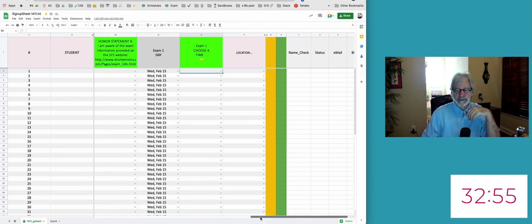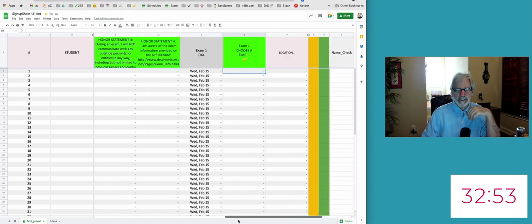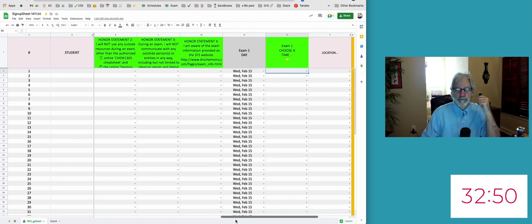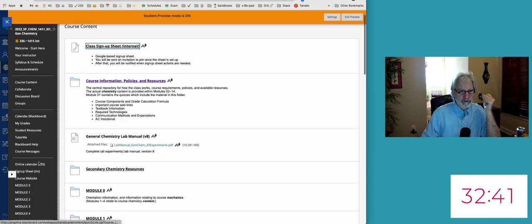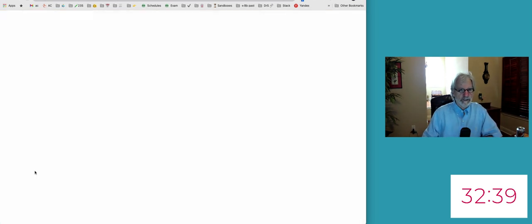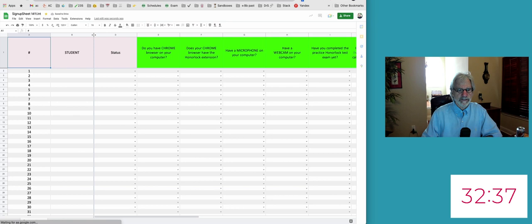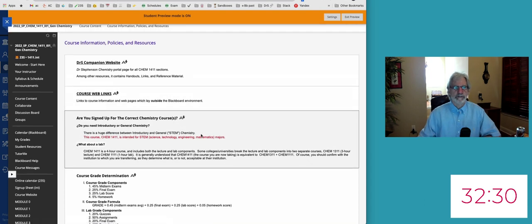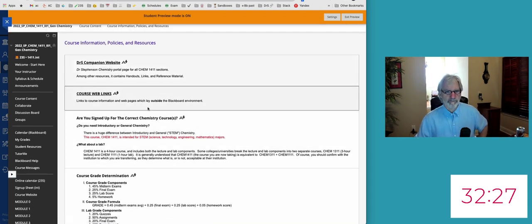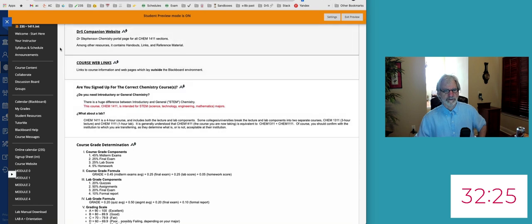Anytime I ask you to do something or answer a question or perform an action, it will be with a green header. That's the sign-up sheet. And I believe I also have a sign-up sheet shortcut link there as well. So these are going to be very easy to find. Right, course information, policies, and resources. Again, there's a link to the companion website, and there's a bunch of links. I have those all over the place.